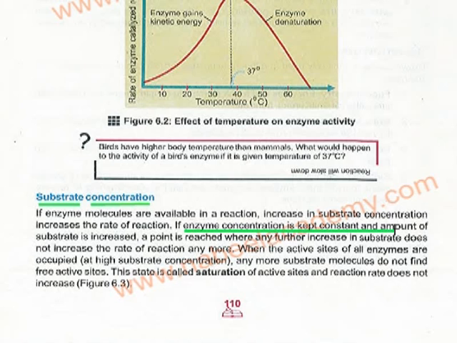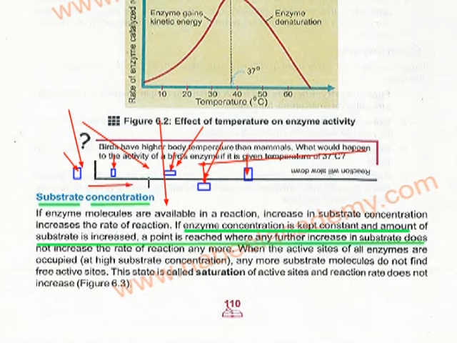Enzyme concentration is kept constant and the amount of substrate is increased, and a point will come where, when you keep on increasing the substrate, it will not increase the rate of reaction. Why? Because, for example, if these are all your enzymes, when you keep on adding the substrate, it will bind here, here, and then here. Now all the active sites are already bound. Now when you keep on adding the substrate, what will happen? It will not increase the reaction rate.